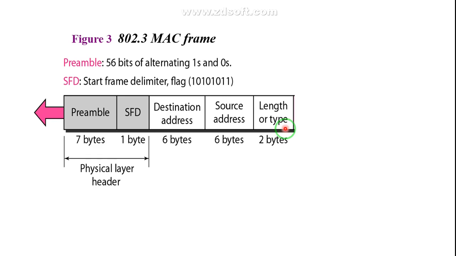Now, this is like the protocol field in a datagram and the port number in a segment or a user datagram, which is used for what? Multiplexing and demultiplexing purposes.